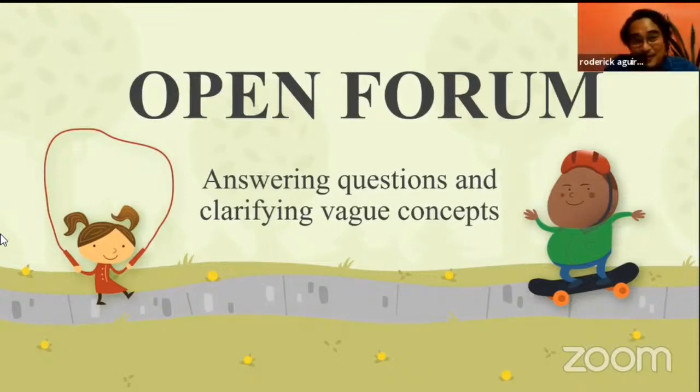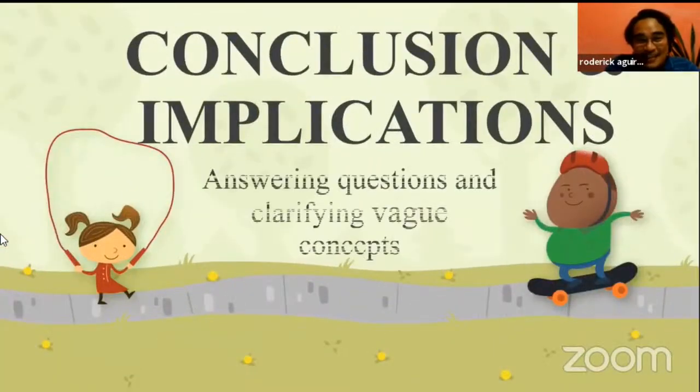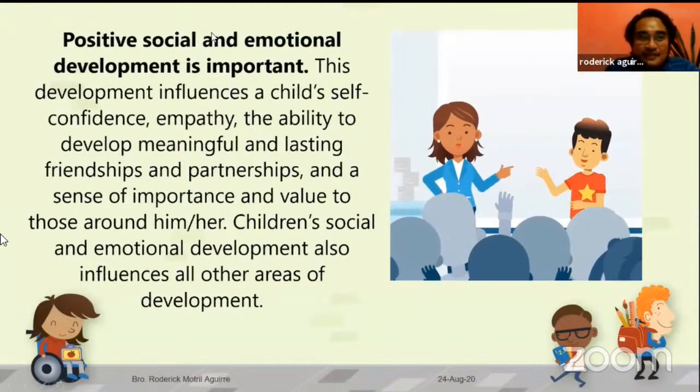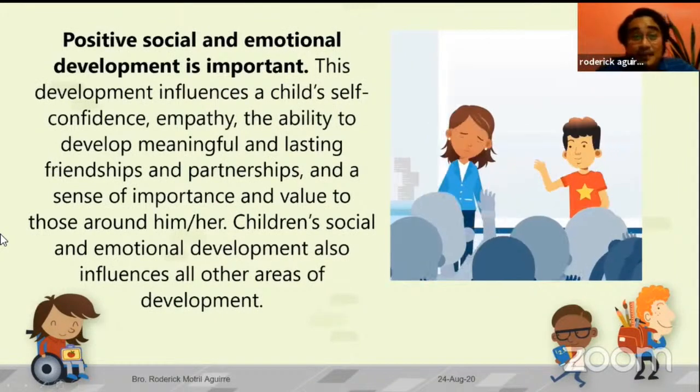Definitely, I have some reminders for you guys out there. So these are our conclusion and some clarifying of the concepts. All right. So positive social and emotional development is important. This development influences a child's self-confidence, empathy, the ability to develop meaningful and lasting friendships and partnerships, and a sense of importance and value to those around her or him. Children's social and emotional development also influence all other areas of development.